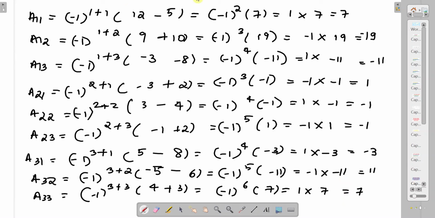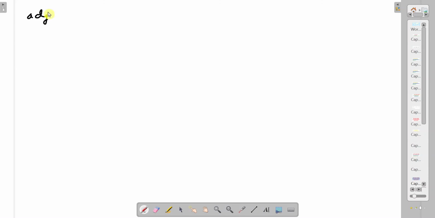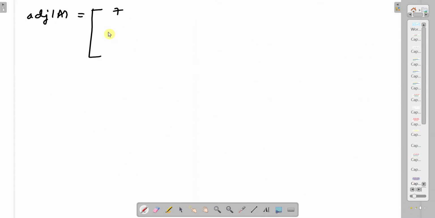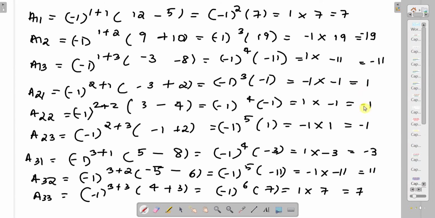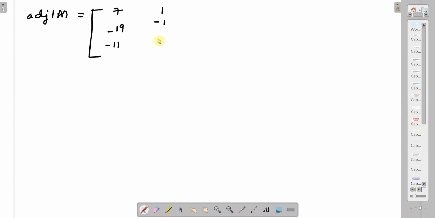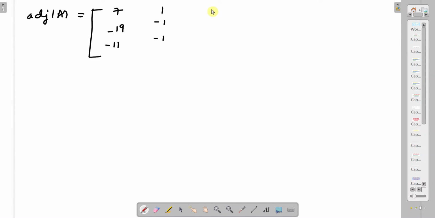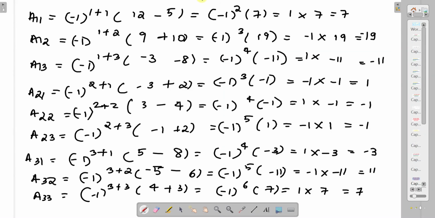Okay, now we can write the adjoint of A. Adjoint of A will be equal to A11, A12, A13: 7, minus 19, minus 11. Okay, then 1, minus 1, 1, minus 1, minus 1, then we have minus 3, 11, 7. Okay, this is the adjoint of A.